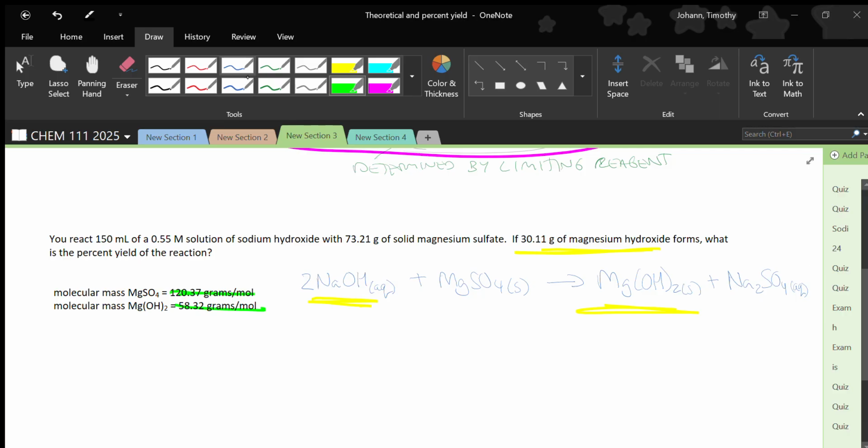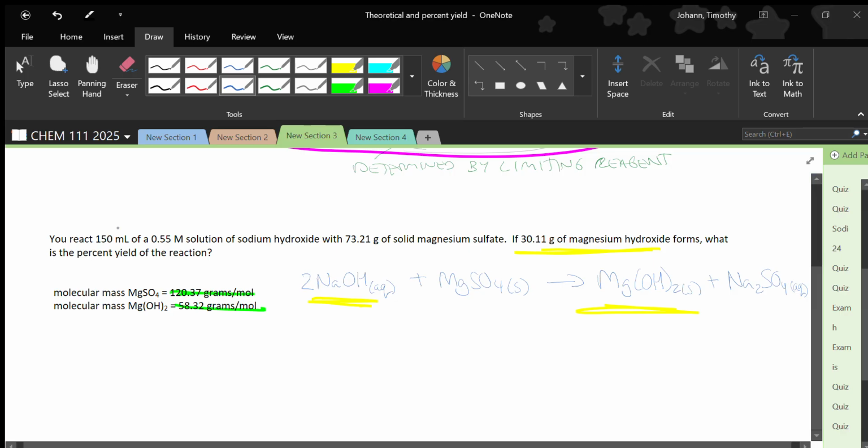All right, so we're going to go ahead and do this first equation. So I start with 150 milliliters of a 0.55 molar solution. This 0.55 molar solution is a conversion factor. So what that says is 0.55 moles, because remember, molarity is equal to moles per liter. So 0.55 moles of sodium hydroxide is going to be equal to 1 liter of sodium hydroxide. We're going to use that as we go through this.